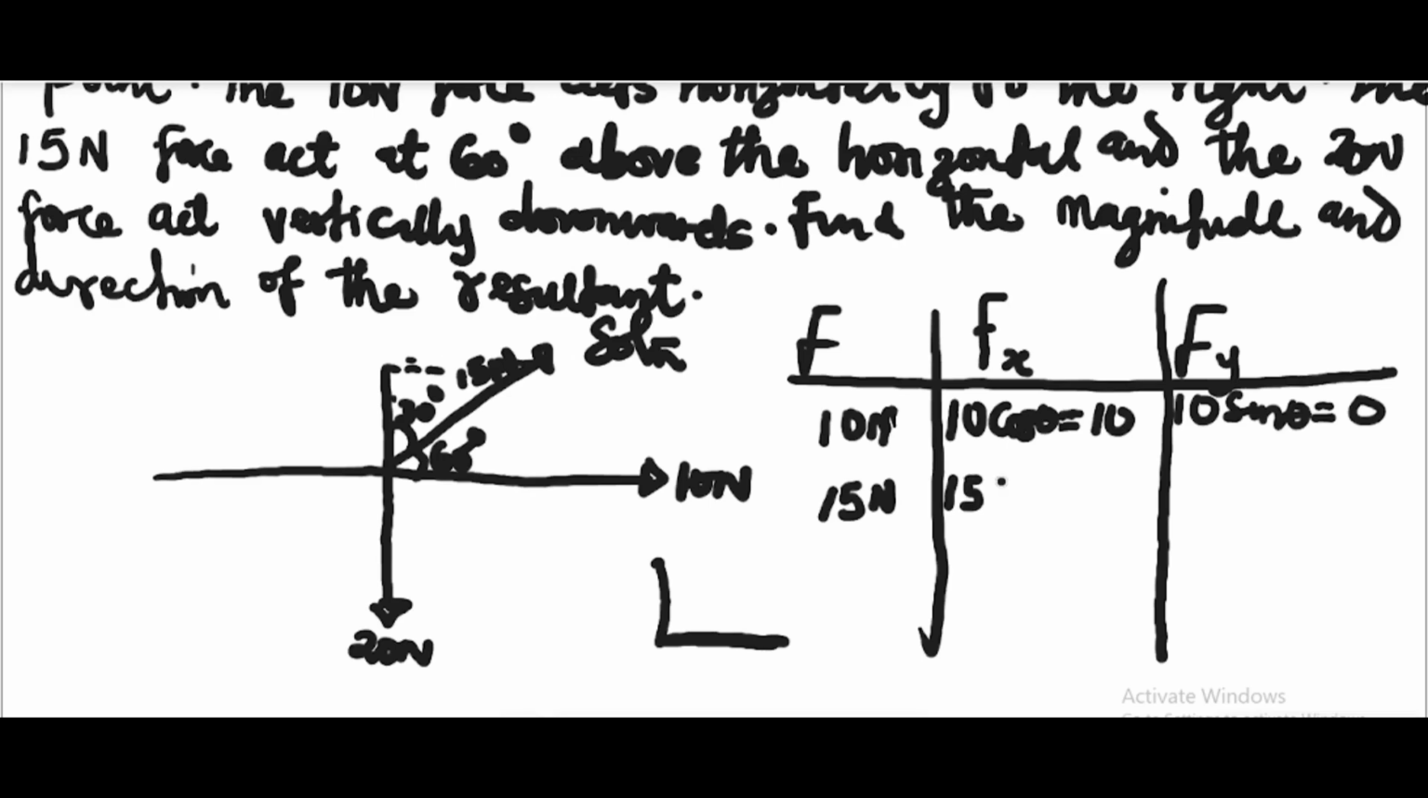So we have 15 cos 60, and 15 cos 60 is 7.5. I hope you are pressing it with me. Okay, then here we have 15 sine 60, which is 12.99. Okay, then for the last one, we have 20 Newton.